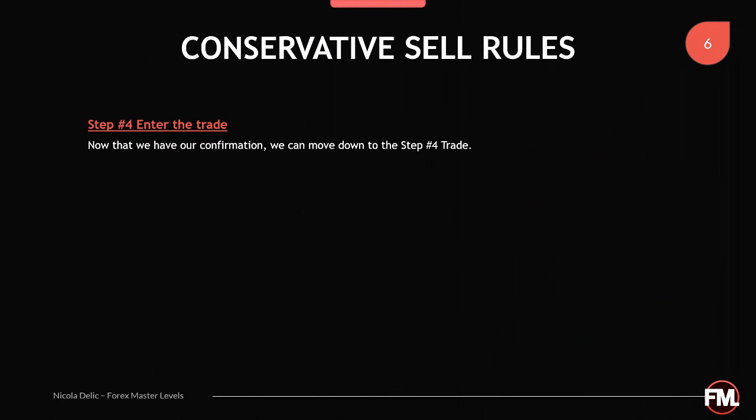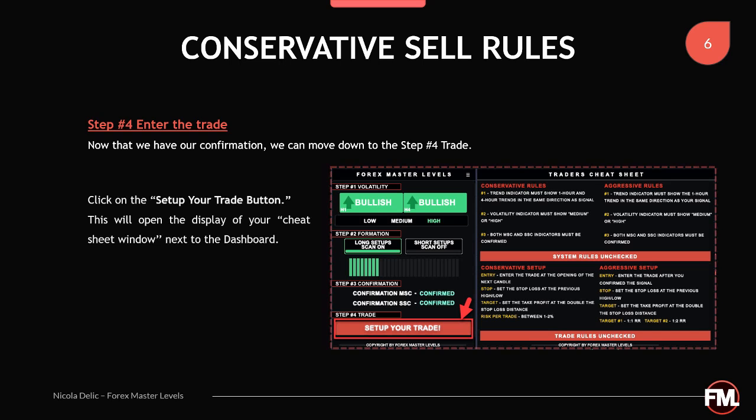Now that we have our confirmation, we can move down to the Step 4 trade. Click on the Set Up Your Trade button. This will open the display of your cheat sheet window next to the dashboard. And you will see all the rules there for conservative rules on the left side and how to enter a trade.